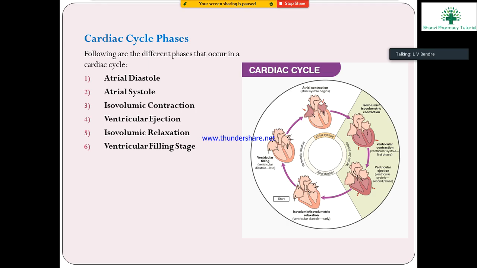This is a very important question for the examination. You write the six phases, and after the six phases you draw the diagram. It is easy to remember, but write in your own language.